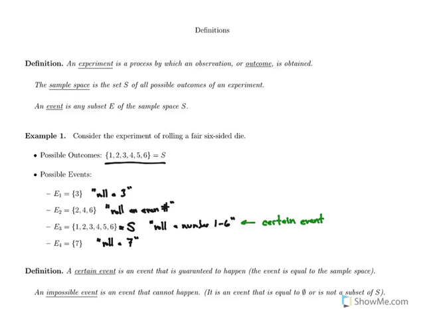Contrastingly, an impossible event is an event that cannot happen. It's an event that's equal to the empty set, or it's just not a subset of S. So here, rolling a 7 on a six-sided die, that is an impossible event if we're just rolling one die once. All right, so the experiment is anything that we can observe an outcome of. All of those outcomes we can observe are the sample space. Any subset of the sample space is an event.